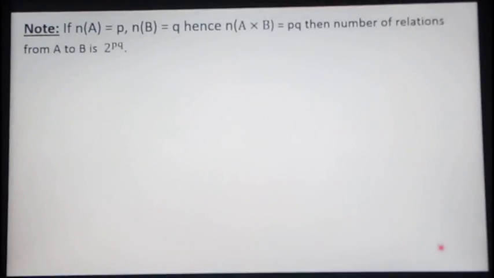Now an important note: if the number of elements in A equals P and in B equals Q, hence the number of elements in A cross B equals PQ, then the number of relations from A to B is 2 raised to PQ. So these questions can be asked in MCQ form. If the number of elements in A equals 3 and in B equals 4, then how many relations from A to B can we get? 3 fours are 12. So 2 raised to 12 relations can be obtained from A to B.